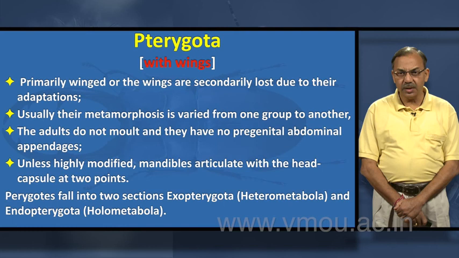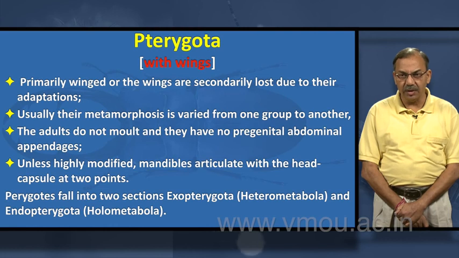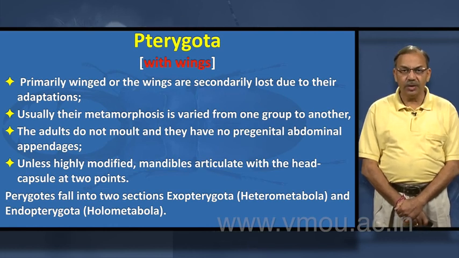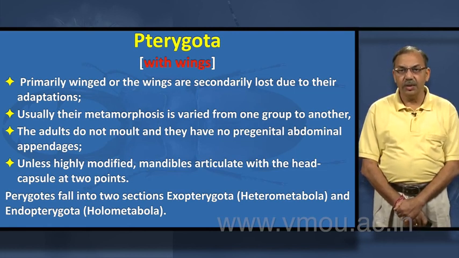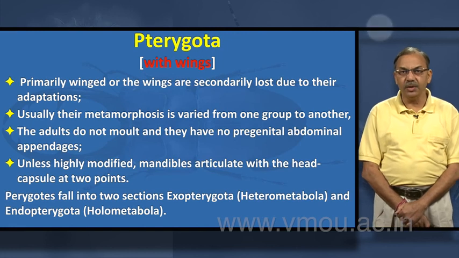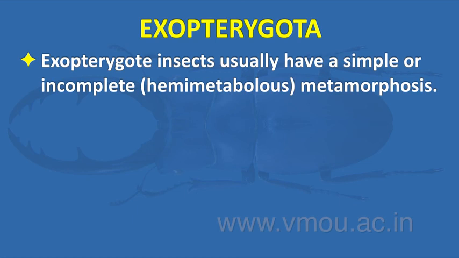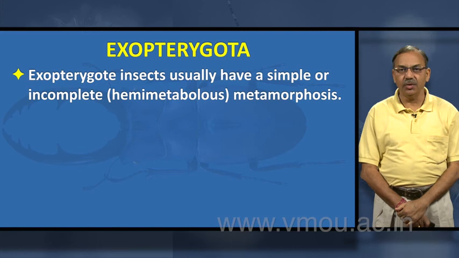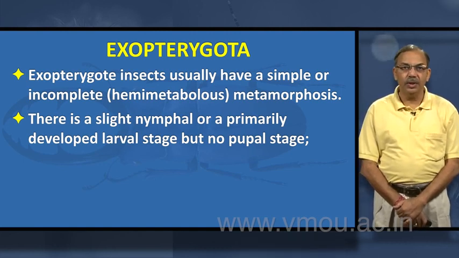Pterygotes fall into 2 sections, that is Exopterygota or so-called Heterometabola. Hetero means different, metamorphosis different, and Endopterygota, that is Holometabola, means similar metamorphosis. So, Exopterygota and Endopterygota we will discuss now. Exopterygota. Exopterygote insects usually have a simple or incomplete hemimetabolous metamorphosis. These insects usually have a very primitive type of larval stage or nymph stage. This is a slight nymphal or a primary developed larval stage, but no pupal stage. There is no pupa. Pupae are not found in Exopterygota.